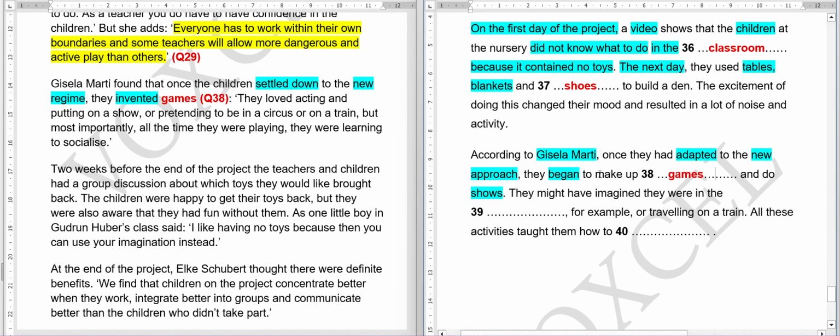So why? If you are making up something, they began to make up, they invented something. So it is used as a collocation. Began to make up games, invented games, and do shows and loved acting and putting on a show. That's our other words. Let's read on. They might have imagined they were in the dash, for example, or traveling on a train. So have you read about a train? Yeah, there is something about a train. So obviously our answer will be in this particular sentence, and the time starts now.